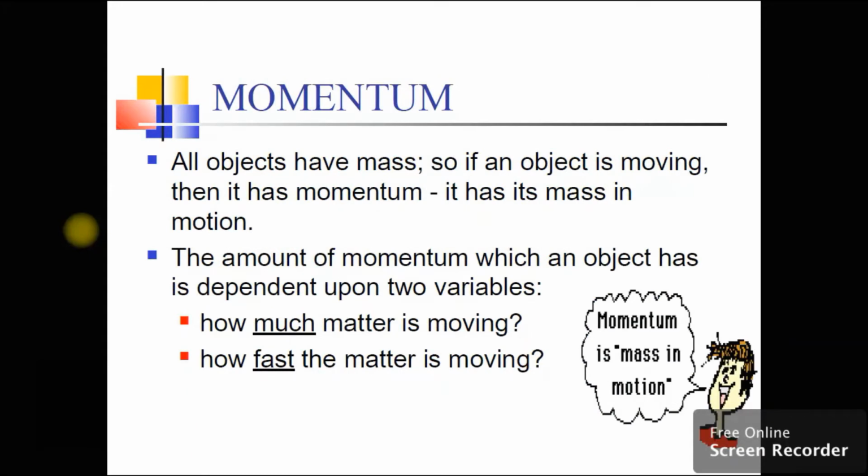So what is momentum and what is not momentum? All objects have mass, and anything that has mass has an inertia. But in order for an object to have momentum, it has to be moving. So the amount of momentum is dependent upon two variables: how much matter is moving, the quantity of mass, and how fast it's moving.